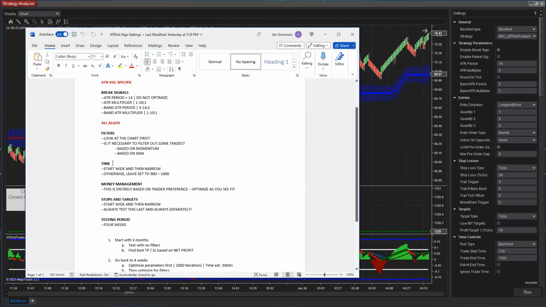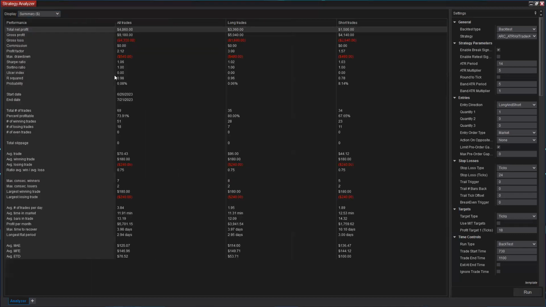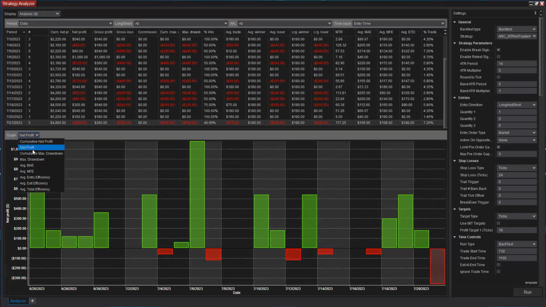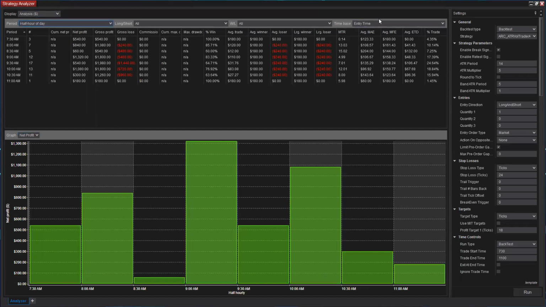When it comes to time, here's my suggestion. Run the test, get some optimizations done, but always start wide first and then narrow it down. So let's say you want to re-optimize these settings and you go, okay, does it make sense to change some of this? What you want to do is go to half hour of day and start by entry time. Always pick entry time, because exit time, who cares? I don't care when it exits.